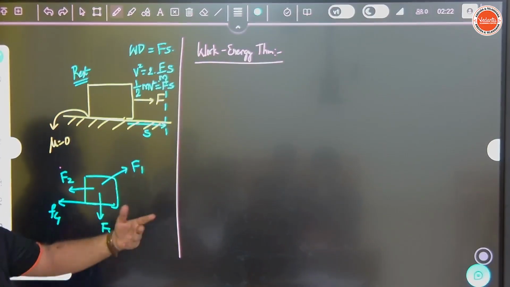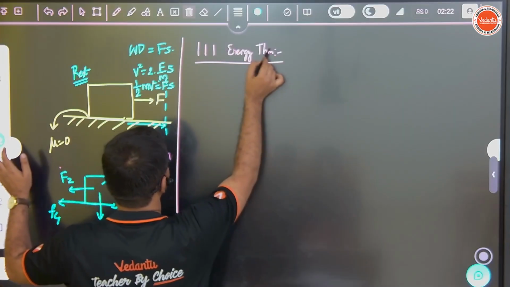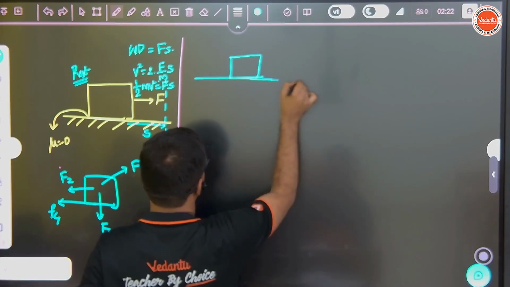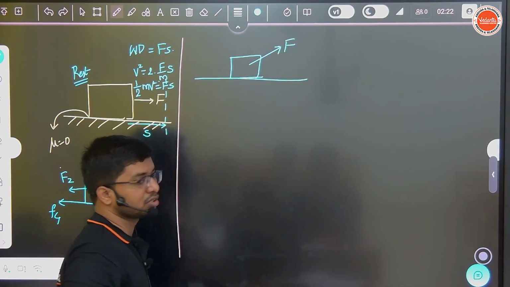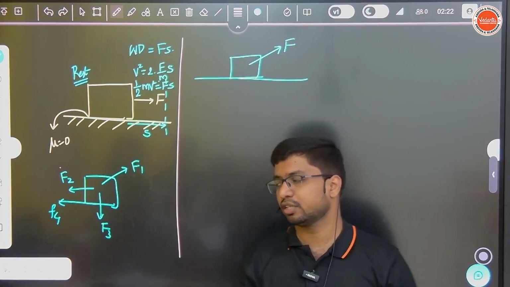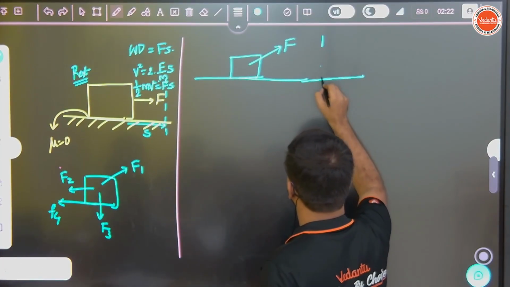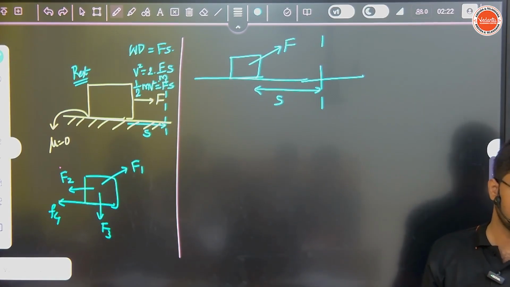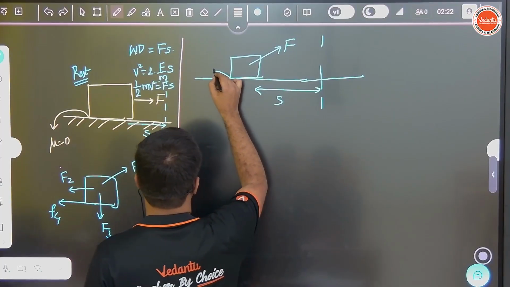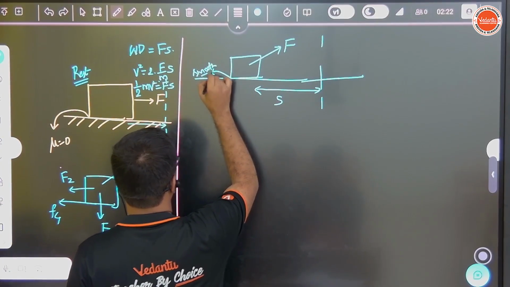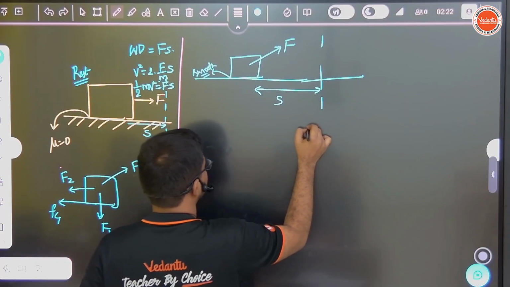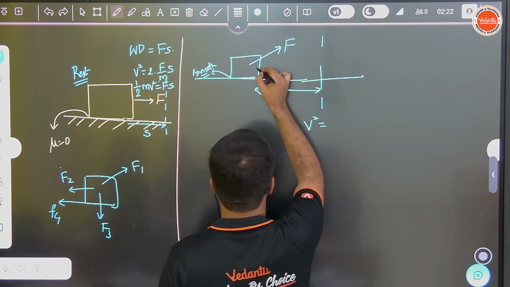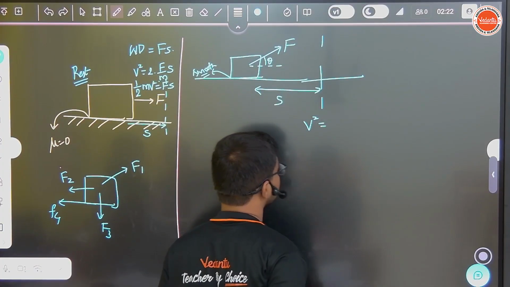let me apply this in some random direction. This is a block available here. I'm applying the force in some particular direction here, right? Same thing. Again, it got displaced by S distance over here, right? And assume that this surface is smooth. So now tell me what will be the velocity over here after traveling S distance. Let us say this is the angle theta.